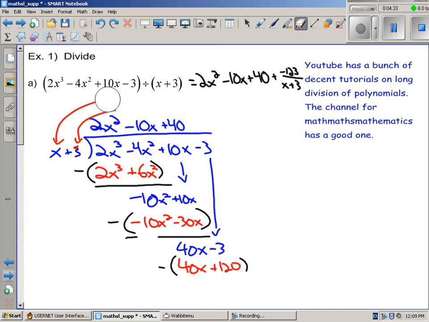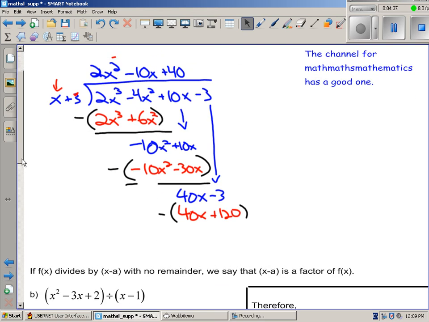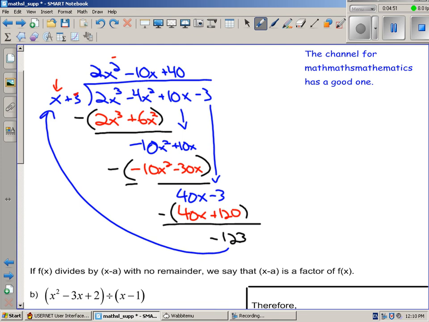Okay, I'm just going to get rid of my arrows. And we end up with 0 for our x's and negative 123. Go through the same process. Take negative 123. Can we divide that by x? No, we can't do that elegantly. So since it's no longer divisible by x, this is what we call our remainder in this context. We've got a remainder of negative 123.